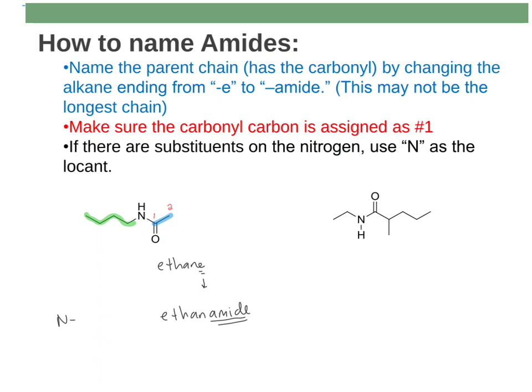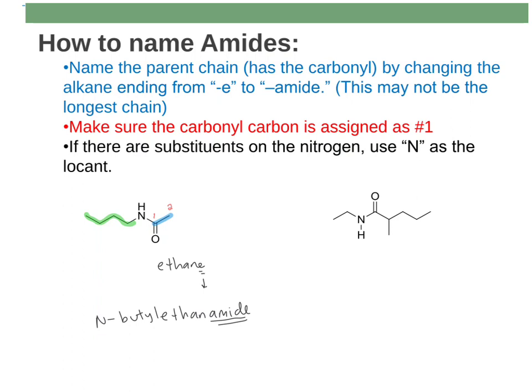N-butyl, and this should all be one word. N-butyl ethanamide, because the butyl group here is on the nitrogen. I'll show you some examples in a second, but the N is like any other number. You kind of just ignore it.